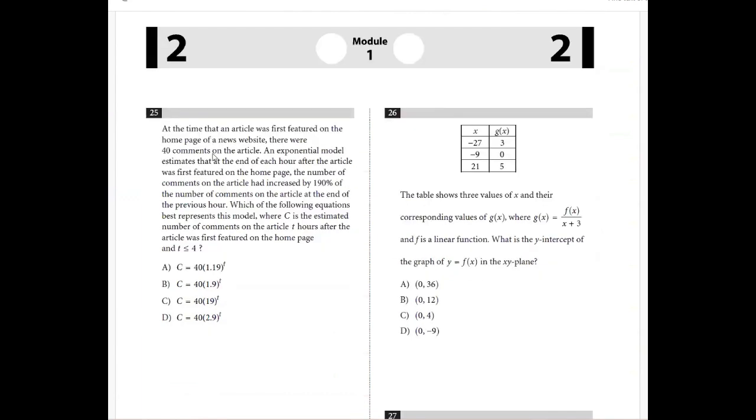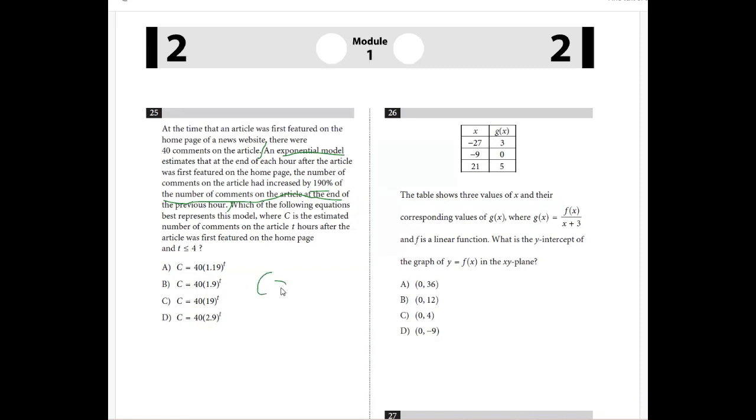Okay, question 25. At the time that an article was first featured on the homepage of a news website, there were 40 comments on the article. An exponential model estimates that at the end of each hour after the article was first featured on the homepage, the number of comments on the article had increased by 190% of the number of comments on the article at the end of the previous hour. Which of the following equations best represents this model, where C is the estimated number of comments on the article T hours after the article was first featured?